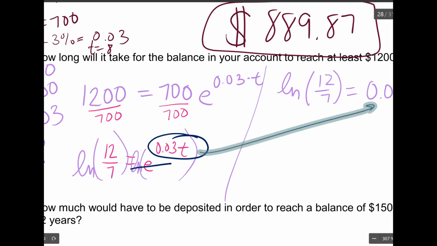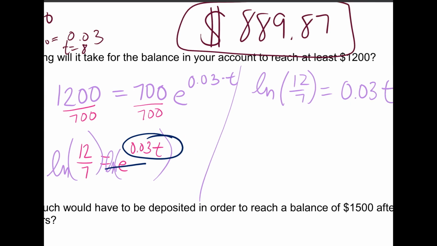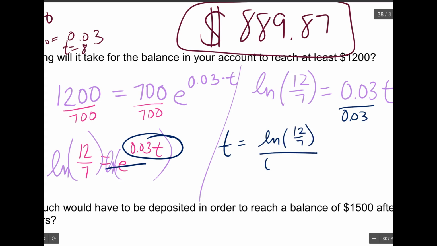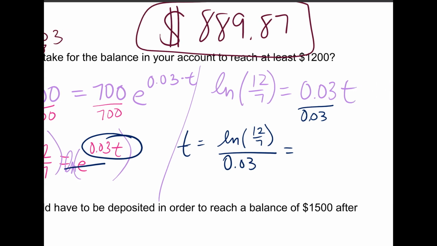Wait, so if it's ln, both ln cancels out? No, the ln's don't cancel out though, just the ln e, just the right ln e. Then how? So, if I want to solve for time, divide by 0.03 on both sides, time is ln of 12 over 7, divided by 0.03. As I said, this is a trickier problem. This would be a great bonus question on your test. So I can round up to about 18 years.